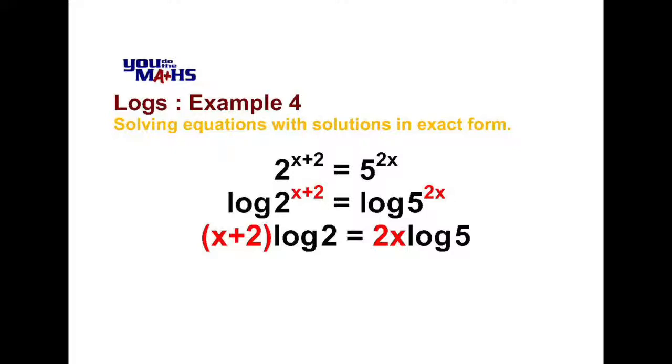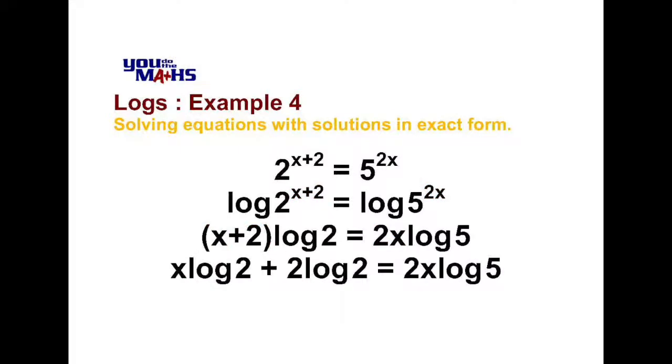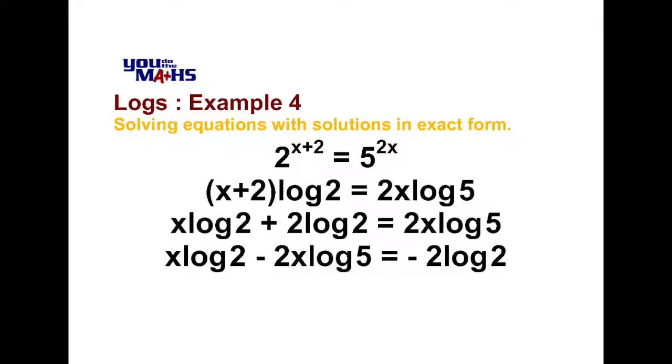We can do this by multiplying out the bracket on the left hand side of the equation. So we end up with x log 2 plus 2 log 2. Now what we want to do is get x terms on one side of the equation. We'll take the 2x log 5 to the left hand side and at the same time put the 2 log 2 to the right hand side of the equation, thereby changing the sign on both terms.